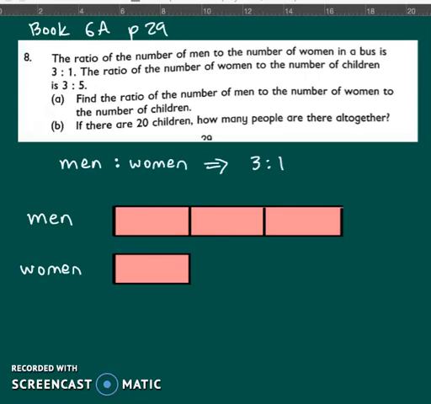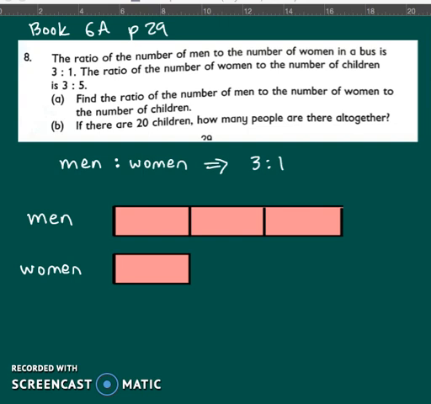The ratio of the number of men to the number of women in a bus is 3 to 1. So in other words, for every 3 men on the bus, there is 1 woman. Or we can say that when we use 3 bars to represent the number of men, 3 units, we use 1 unit to represent women.